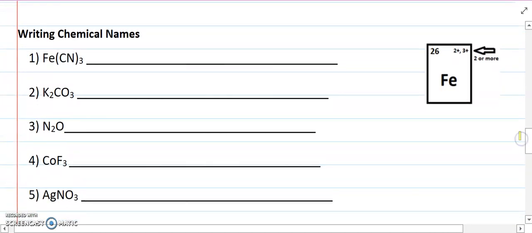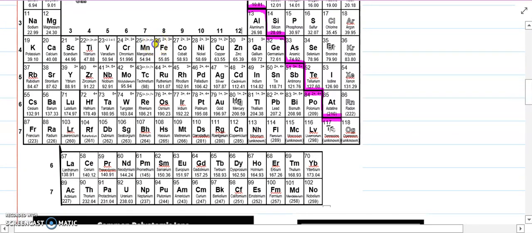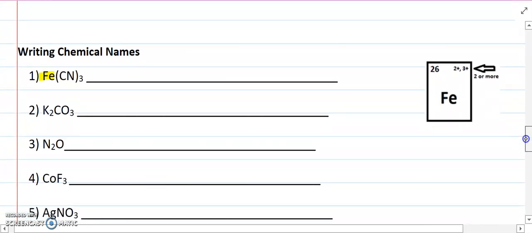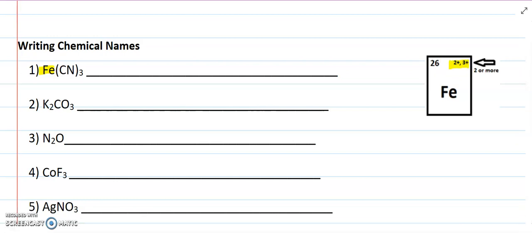So when I am writing names for chemical formulas, my first thing is to look at my first element and find that element on my periodic table. So Fe is iron, and it's found here on my periodic table. And I'm looking for more than just its name. I have to pay attention to its charge. Now, when I look at iron on my periodic table, and this is a little bit enlarged over here, I see that iron has two or more charges. With an ionic compound, any compound that has two or more charges needs to have parentheses and a Roman numeral.